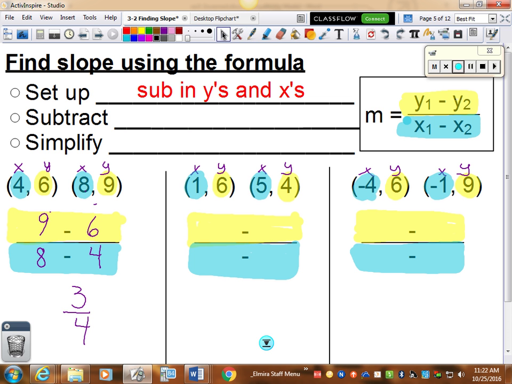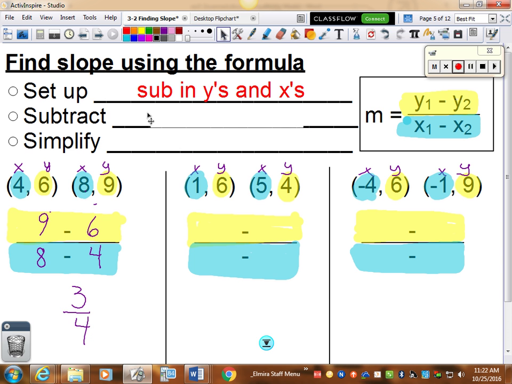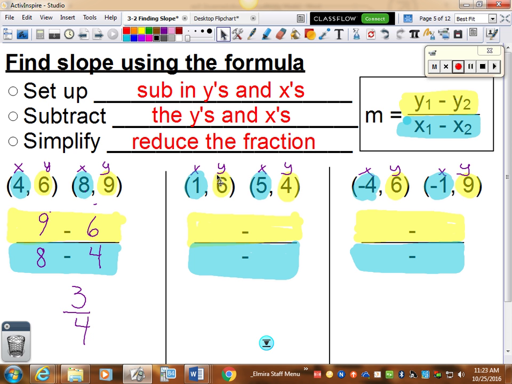So I've set up with my x's and y's by subbing in. I'm subtracting my y's, subtracting my x's to get 3 and 4. I'm going to look to see if I can reduce the fraction or simplify. 3/4 can't be simplified or reduced, so that one's done. Okay, the next one.